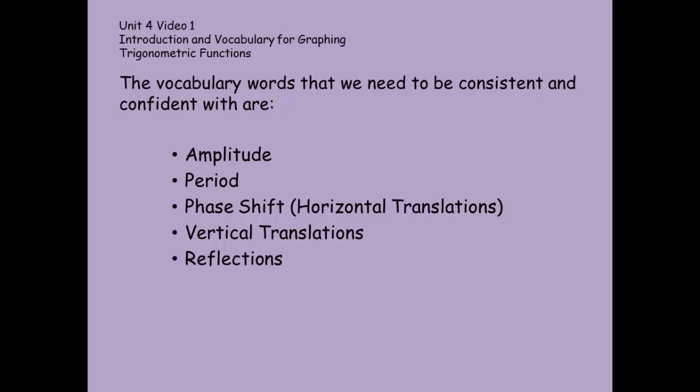We have amplitude, period, phase shift, sometimes called the horizontal translations, vertical translations, and reflections. Now I know you've seen the horizontal and vertical shifts in algebra, and you've also seen reflections, and those are going to work very similarly here in trig.